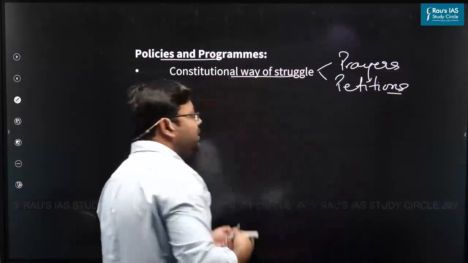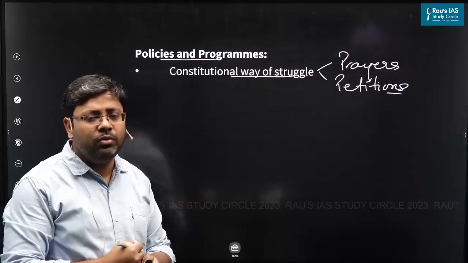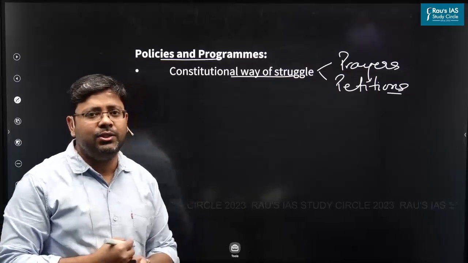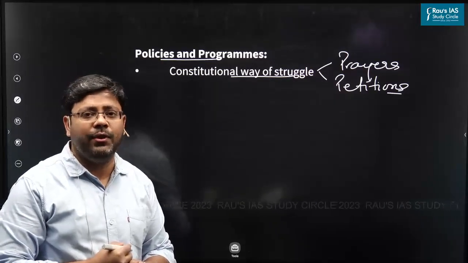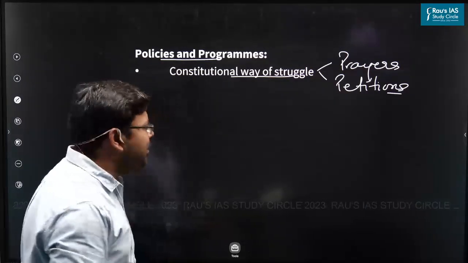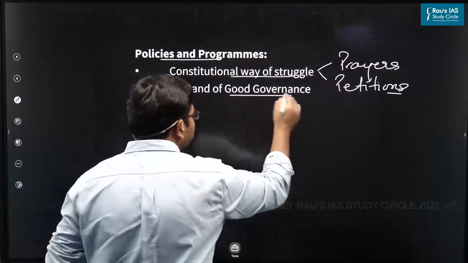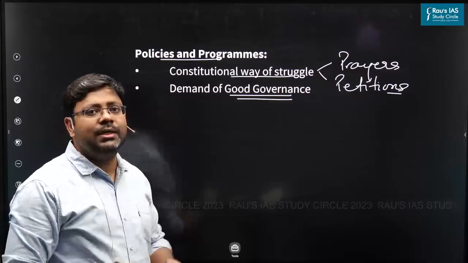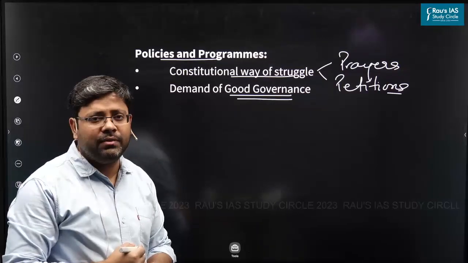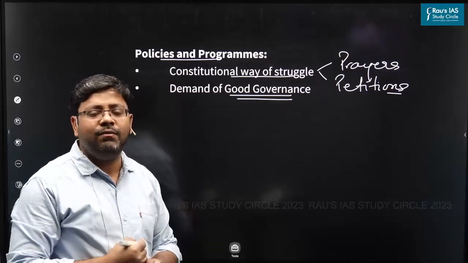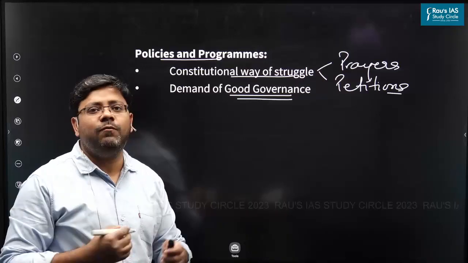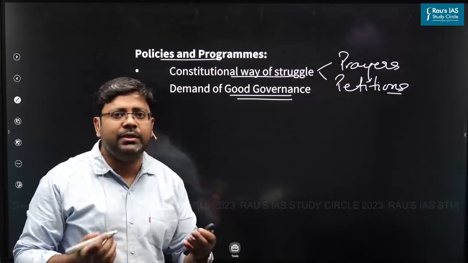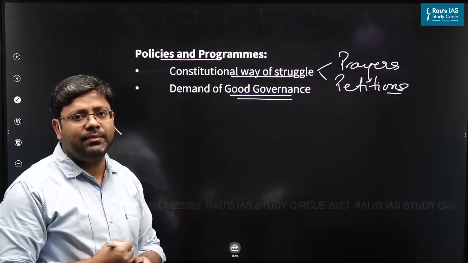And unlike the extremists, they did not go for the extra-constitutional way of struggle of Swadeshi and boycott. What they demanded basically, they demanded good governance of their time. So, what basically did they demand? Indianization of civil services, Indianization of legislature, promotion of modern education, protection of Indian trade and industries.